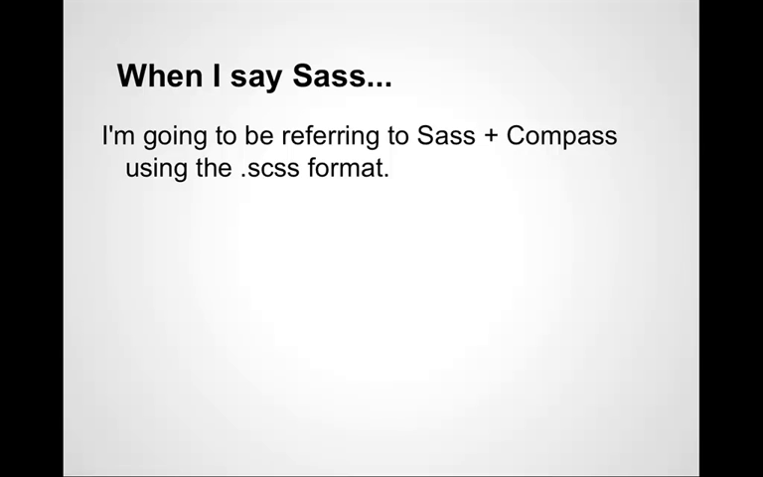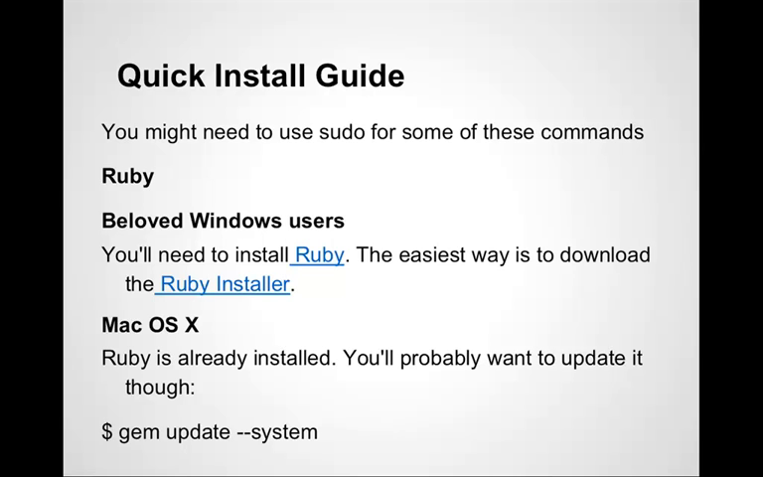So I'm going to keep saying Sass, and really I might be referring to Sass and Compass, and like I said earlier, using .scss. So first, a little bit to install it. So I had to use sudo when I installed this locally, but you've got to have Ruby. So if you're on Windows, you need to install it. There's an installer.